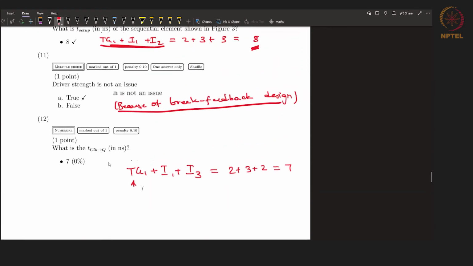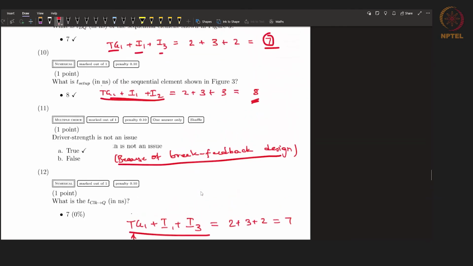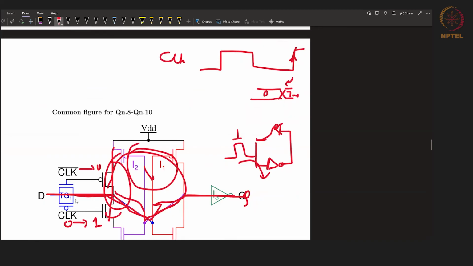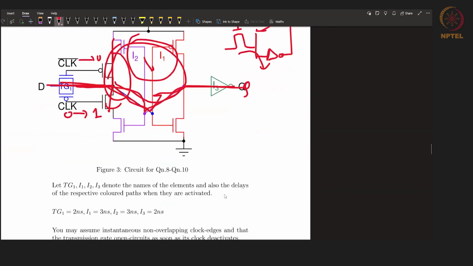What is T clock to Q? TG1 plus I1 plus I3. This is exactly what we saw in the beginning also. It is the total time it takes for it to appear on Q.